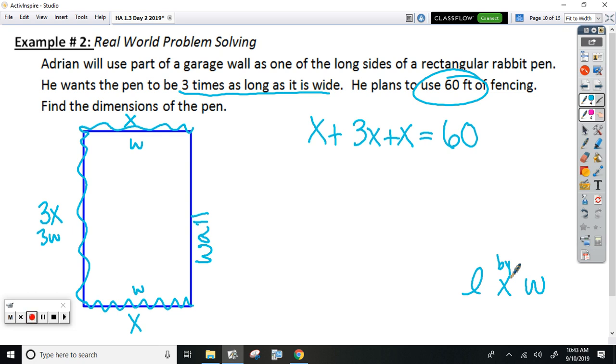What did we get for the width, which will be our X? First of all, Dax, 12. And it would be 12 feet.